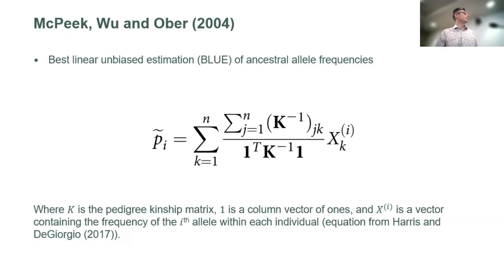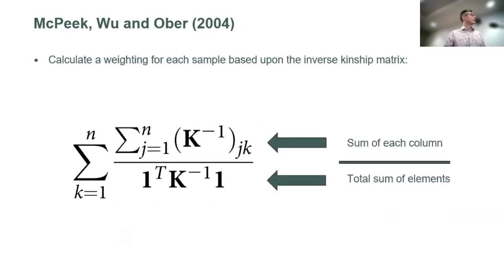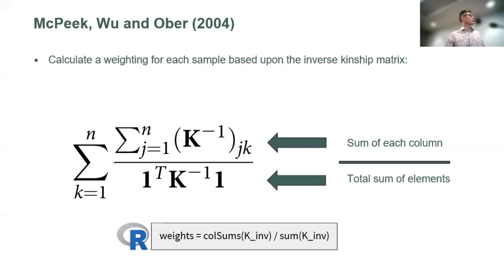So this is the description of the estimator. The pi on the left-hand side there is the estimate of the founding allele frequencies, and the x on the far side is the individual allele frequencies for the sample population. And if we break this down, the K inverse there is the inverse of the kinship matrix as calculated from the pedigree structure. So essentially what this is telling us is that we take the sum of each column of the inverse kinship matrix and divide by the total sum of the elements in the inverse kinship matrix. For our users, that's weights equals col sums divided by sum of the whole matrix.